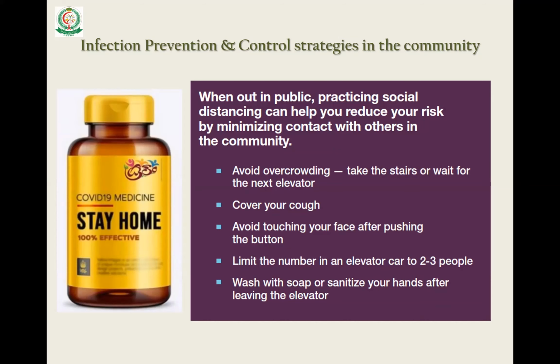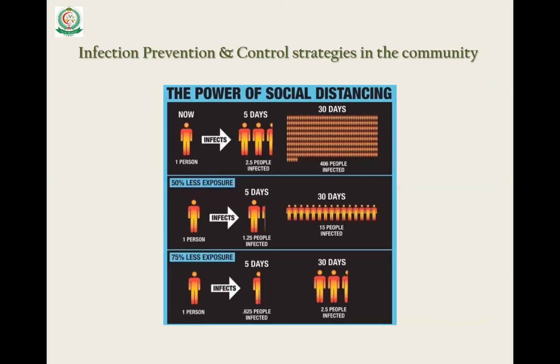Next slide. This diagram is very nice. It shows the power of social distancing. In the upper part of the diagram, you can see that one person with COVID can infect 2.5 persons within 5 days. So within a month, within 30 days, more than 400 people can be infected.